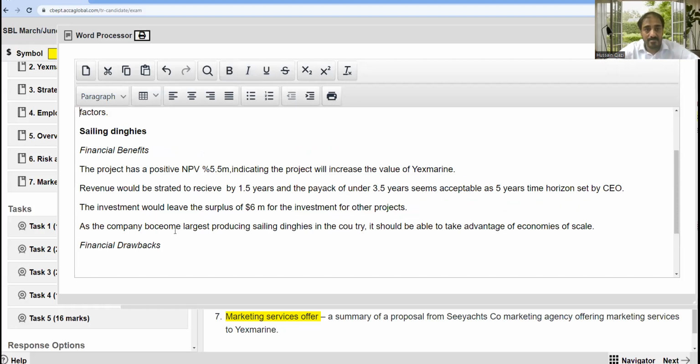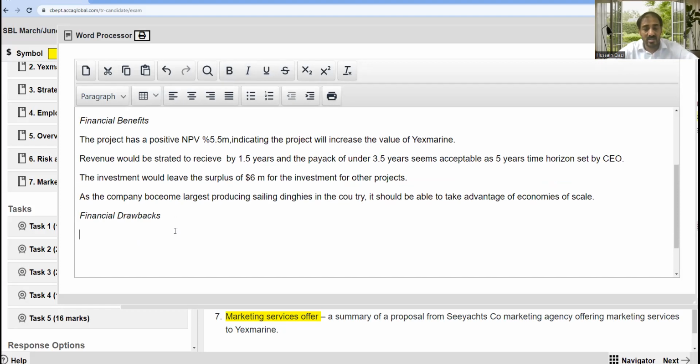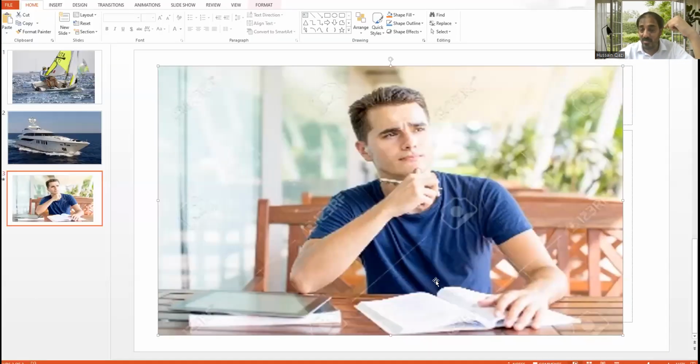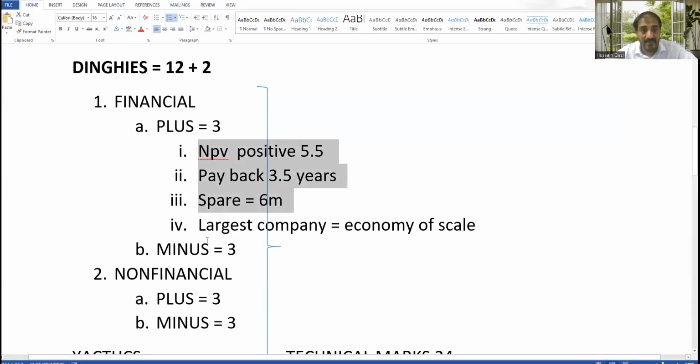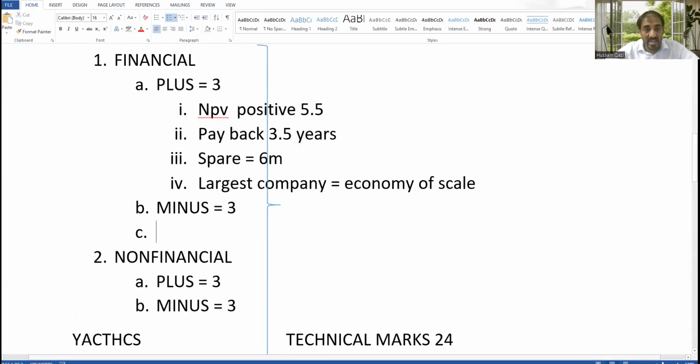Now, the next point, the financial drawbacks. What is the first thing you must do? First of all, you have to make an impression like this. Think about it. I am giving you 2 minutes to think about it in this manner. According to this, you have to mention 3 points. Even if you are watching the recorded session, pause the video and invest 2 minutes of time for planning. Yes, your time starts now.